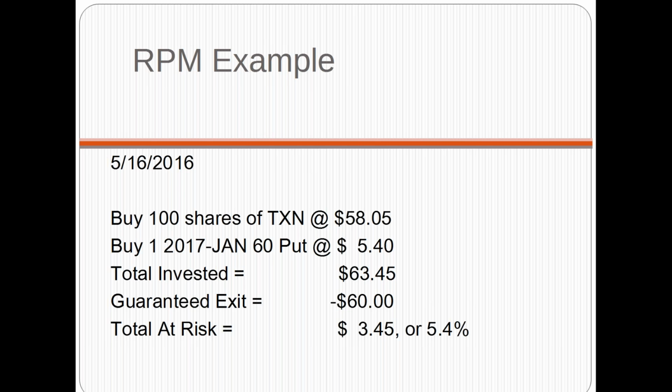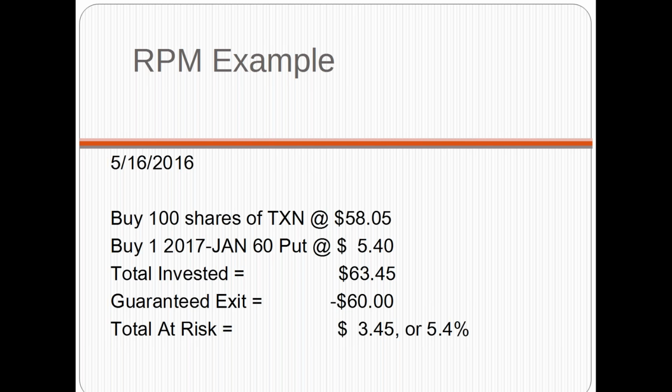We'd buy 100 shares at 58.05. At the same time, I'd look to buy a put that's in the money and several months out in time. So I may have looked to buy the January 2017, so roughly about 240 days out in time, for $540. My total invested would be $63.45. I paid for the stock, I paid for the put. If I did 100 shares, it'd be $6,345.